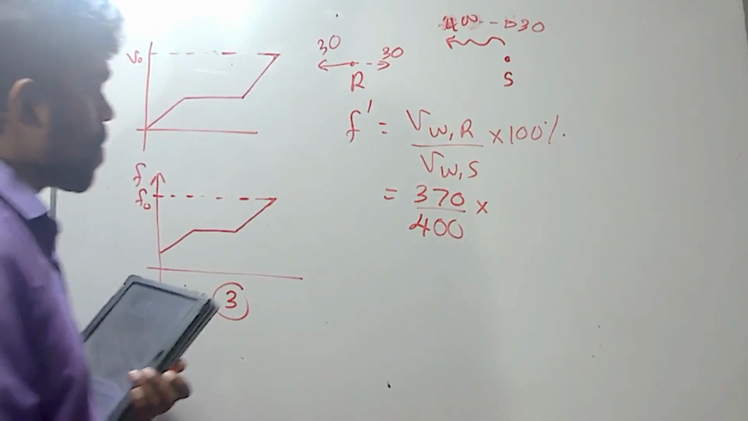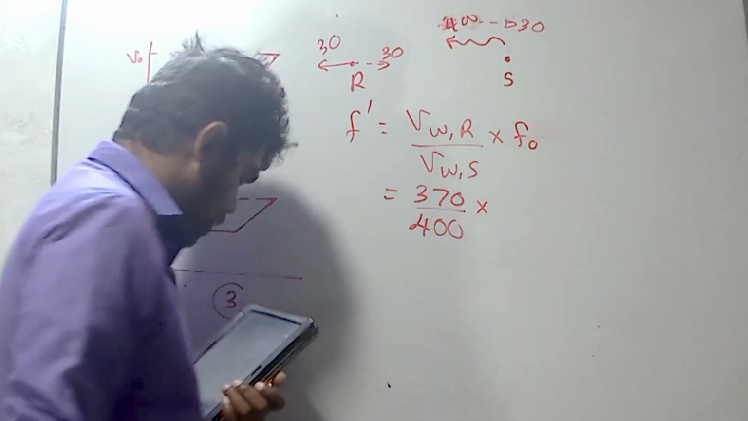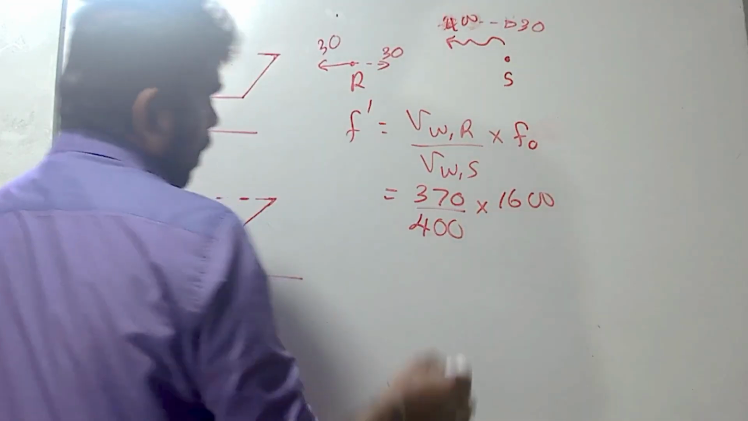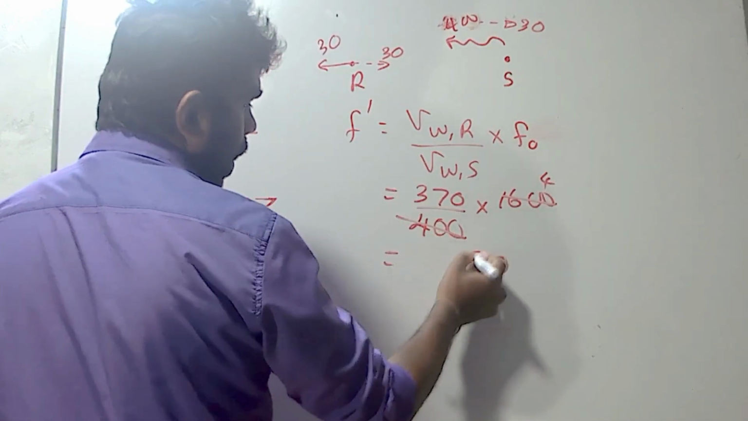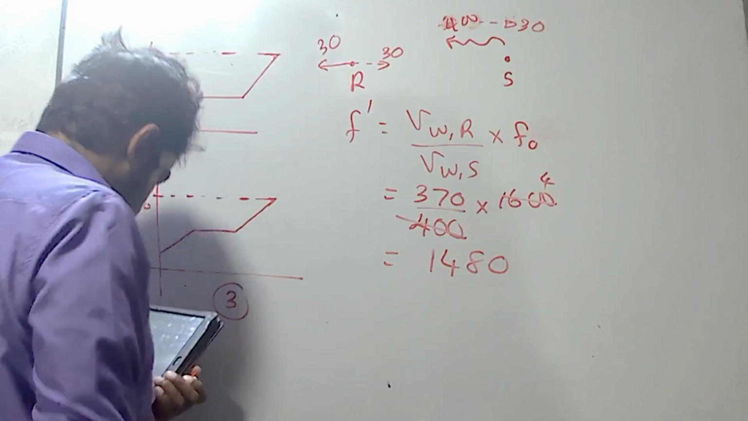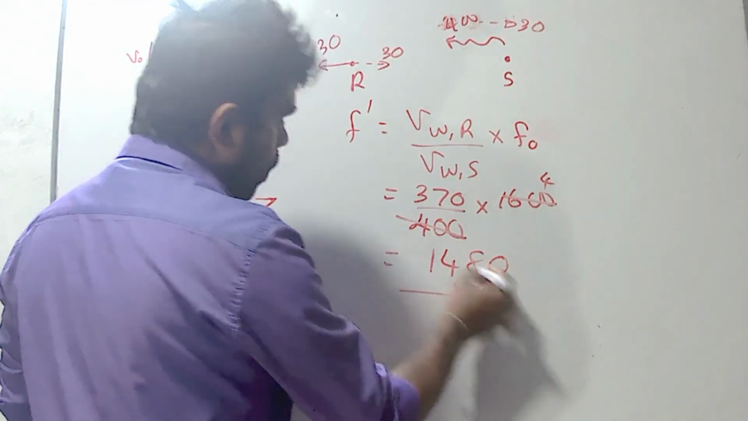Multiplied by the real frequency f naught. The real frequency is 1600. Then we can simplify it. 4 into 7, 28, 2 remaining, 4 into 3, 12 plus 2, 14. 1480 Hertz. Then the answer should be 2.